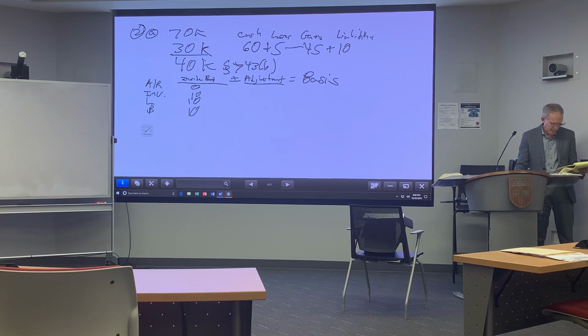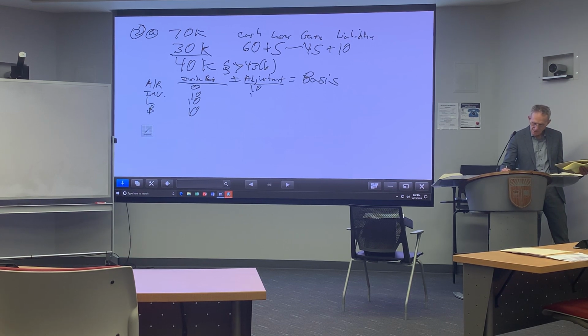What's our adjustment? The accounts receivable and inventory get allocated 20, but they both appreciated by the same amount, so we're going to allocate 10 to each. The land went down by 5, and the building went up by 25.